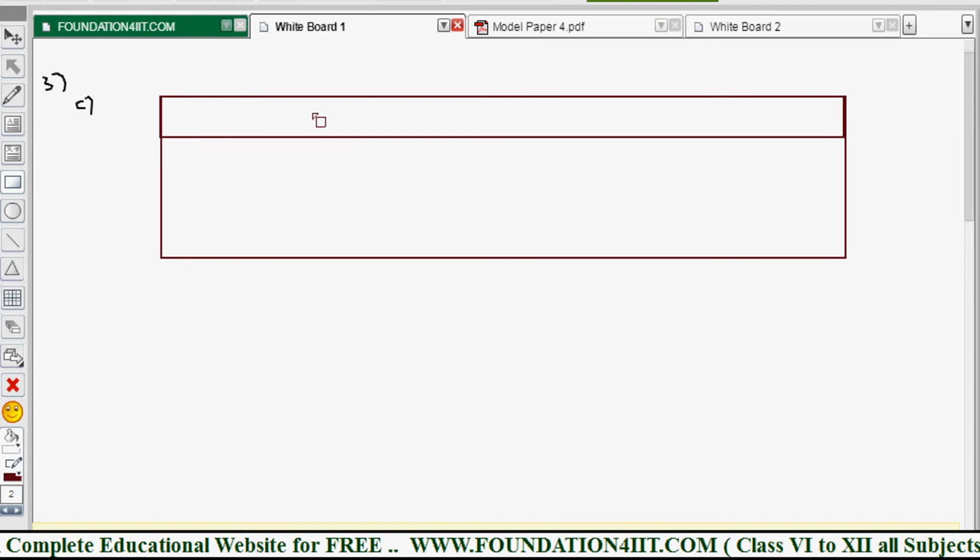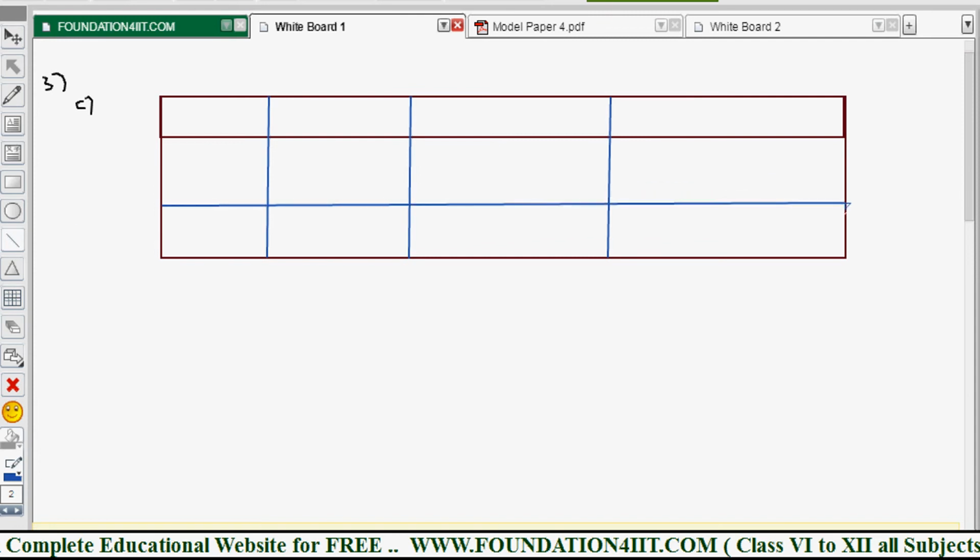Three conditions are here. So one is 6 years ago, present, and 24 months, and that is 2 years hence. Let's take everything in years, and we'll take the son and man.